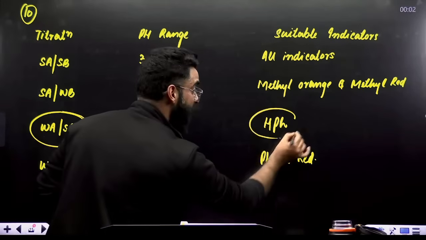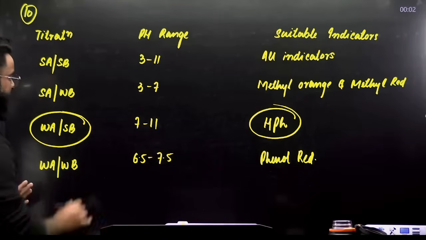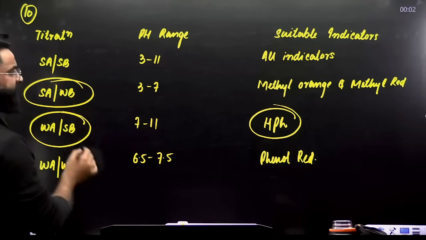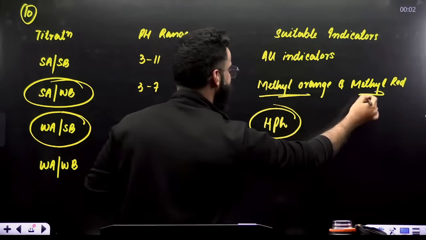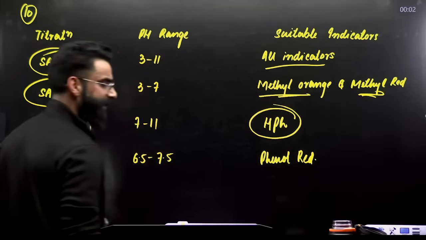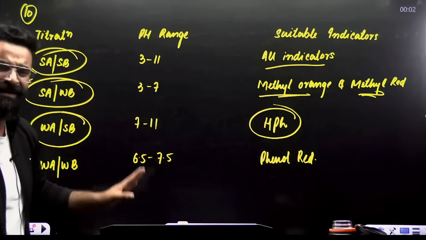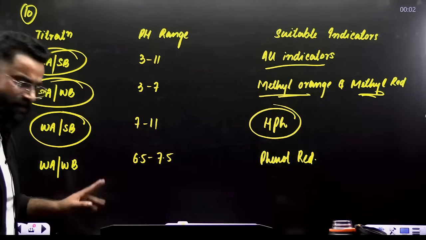You have to remember that's phenolphthalein. Remember this. It's HPh, phenolphthalein. Okay? For example, during the titration of strong acid, weak base, which indicators are used? Methyl orange, methyl red. For example, strong acid, strong base titration, which indicators are used? You can use all indicators, right? Weak acid, weak base, phenol red. Perfect. This again is a memory-based table. You have to remember it. Question can be asked from this as well. Okay.